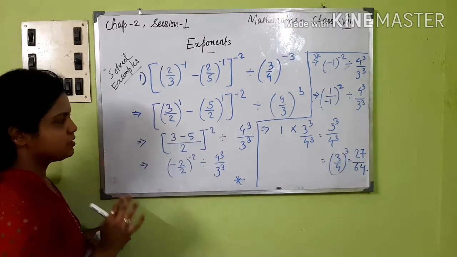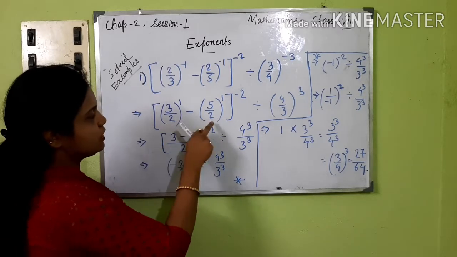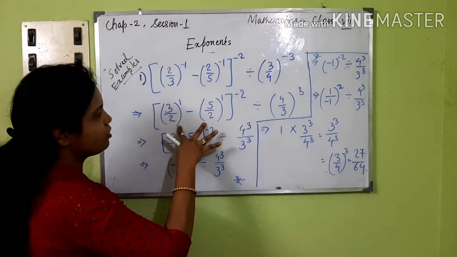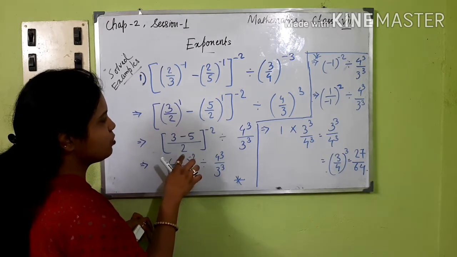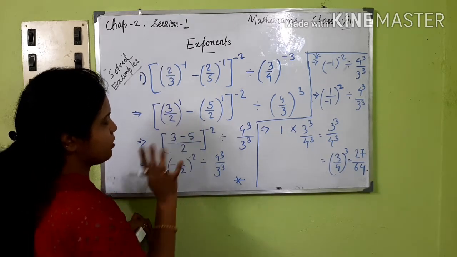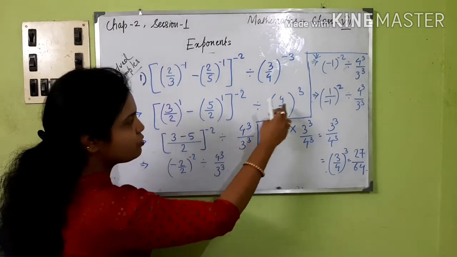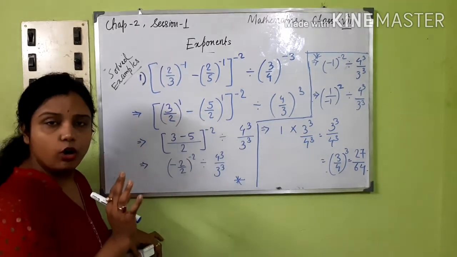Now, next, the third step. Don't think of this negative power right now. First, take out the LCM of these two numbers, that is 2, and subtract. So 3 minus 5 to the power minus 2 divide. As you know, this is a particular law that we have.